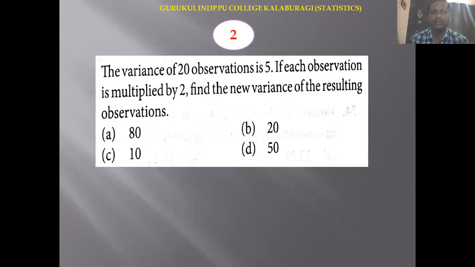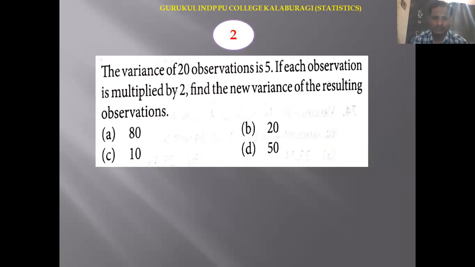The variance of 20 observations is 5. If each observation is multiplied by 2, find the new variance of the resulting observations. There are 4 options given. The first option is 80, the second option is 20, the third option is 10 and the fourth option is 50. Now what is going to be modified here? The actual variance is 5, and each and every data value gets multiplied by 2.